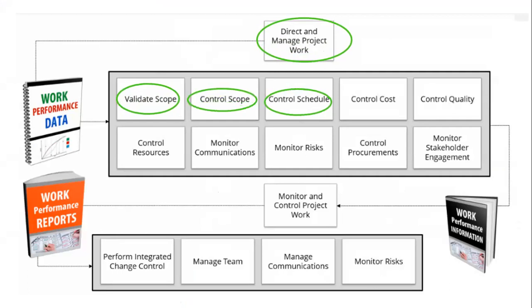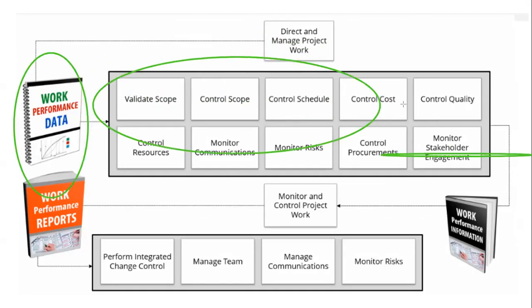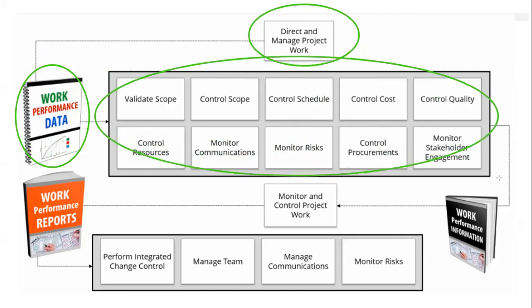No, this just happens to be an arrangement of convenience where the knowledge areas were followed in sequence to show you that work performance data goes into these processes. It has nothing to do with the sequence of how these processes actually occur. Instead, in the previous question, you need to understand what exactly is happening in each process. It is independent of this image. This image is simply showing you that direct and manage project work gives you work performance data. That work performance data goes into all of these processes, not in sequential order, right?